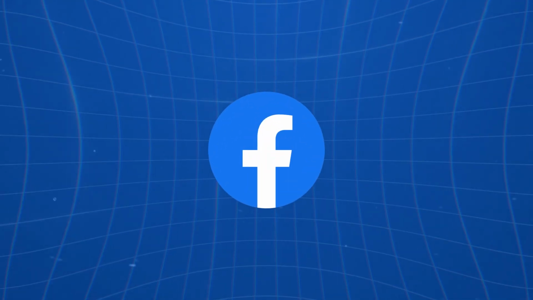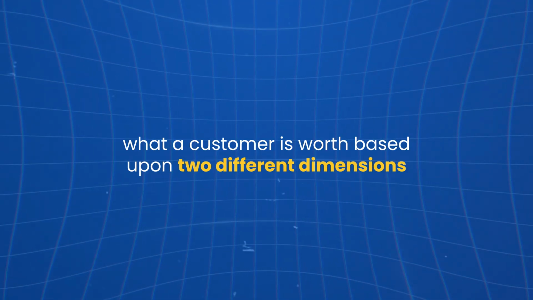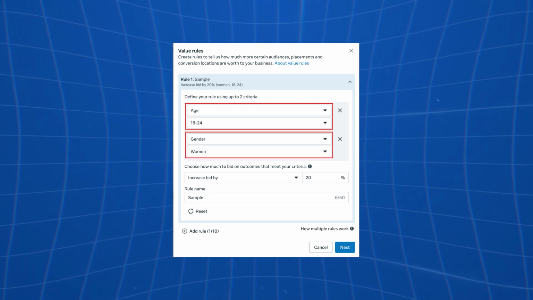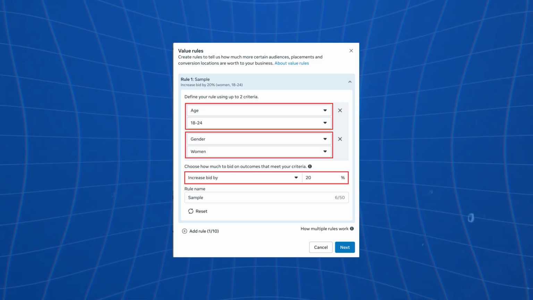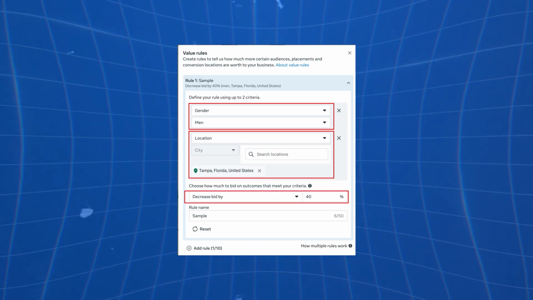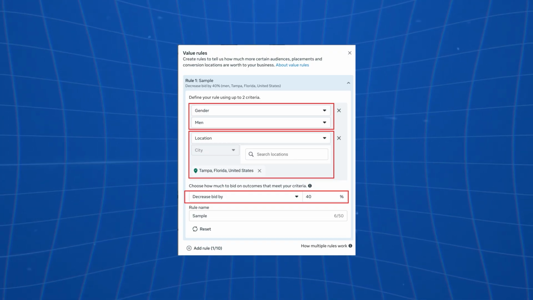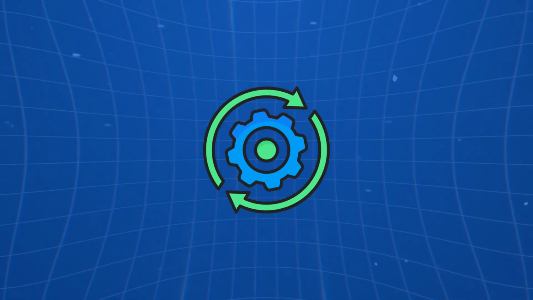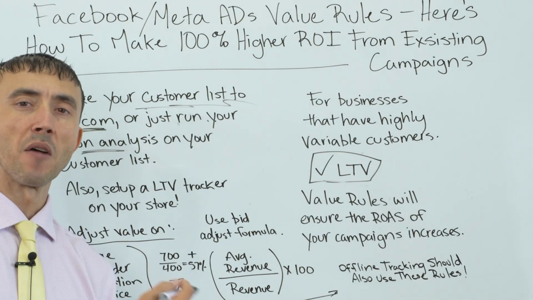Facebook actually allows you to tell them what a customer is worth based upon 2 different dimensions. So you literally can say, if a person's this age and this gender, we want to value this person at what our average customer's normally worth times 20%. This gender and this location, negative 40% in terms of the sales that come through. We want to discount that by 40% because we want to optimize less for those type of customers over time itself.